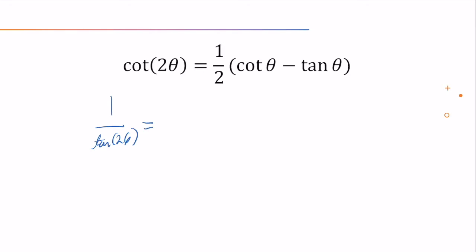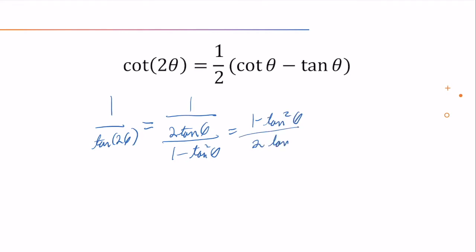That can be rewritten using our rule for the double angle formula. That'd be 1 over 2 tan theta over 1 minus tan squared theta. And we can go ahead and flip that fraction. So I've got 1 minus tan squared theta over 2 tan theta.